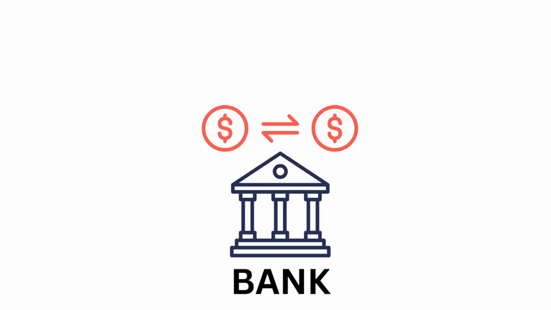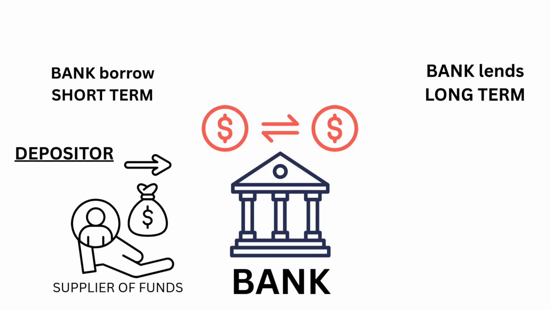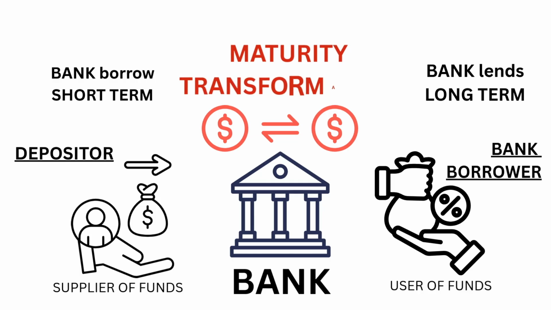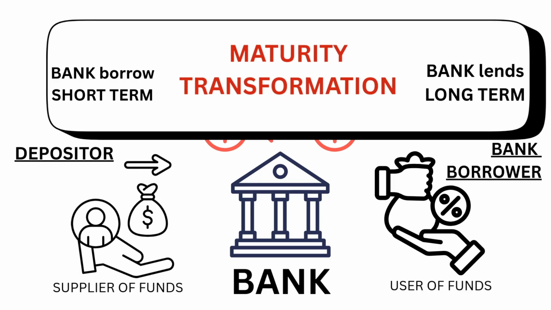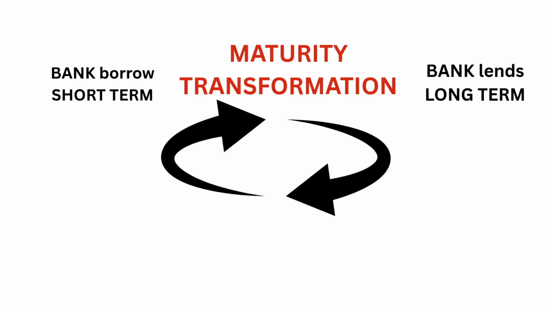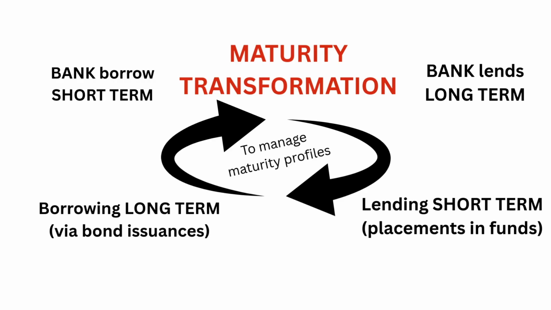From this simple explanation, we evoke a situation where the bank borrows short-term funds from the supplier of funds and lends them out long-term to the user of funds. Viewed from this perspective, the intermediary is not only performing intermediation per se, but also doing maturity transformation, converting short-term deposits into long-term loans. However, they can also do the reverse, borrowing long-term via issuing bonds to fund short-term deposits when circumstances warrant it.